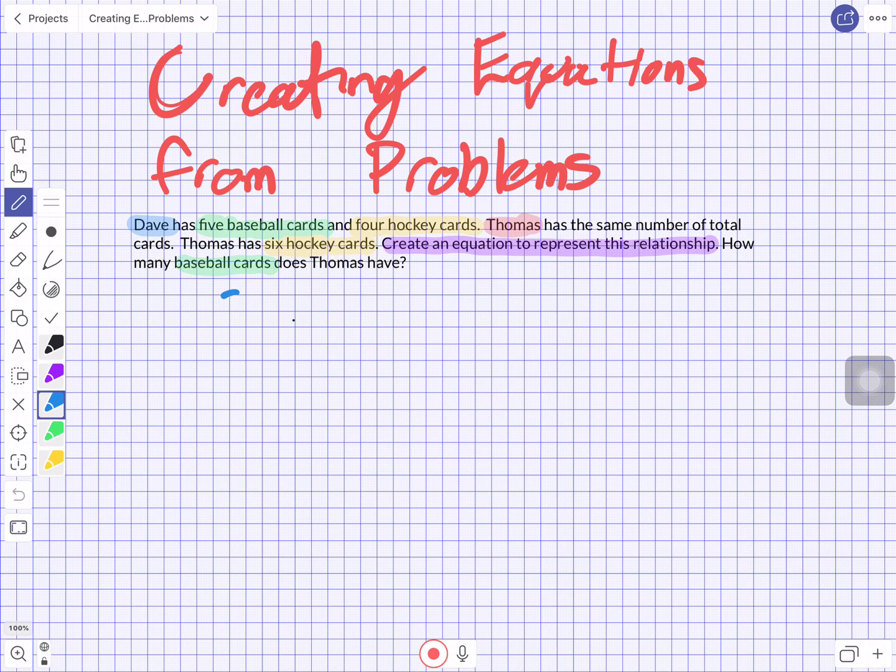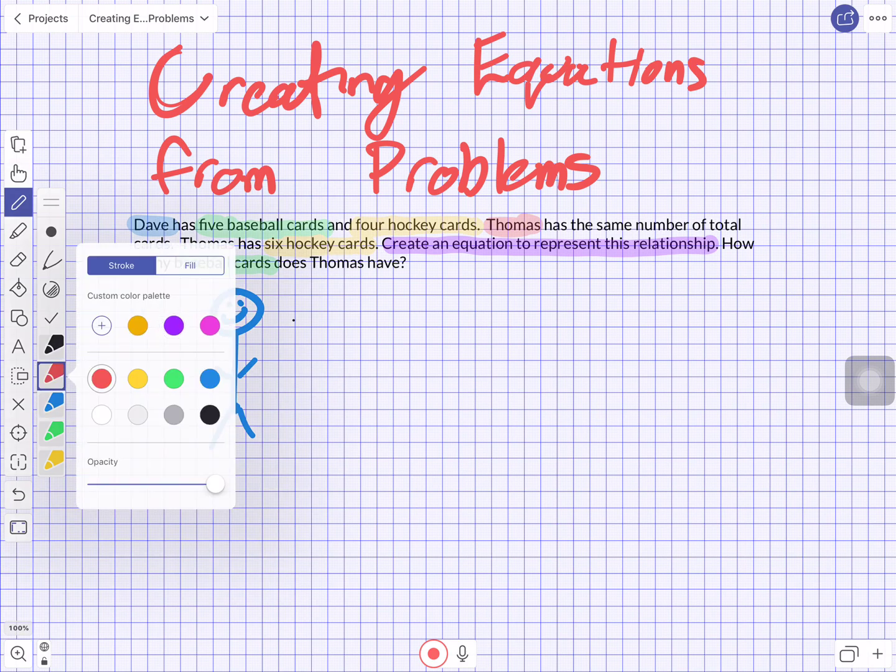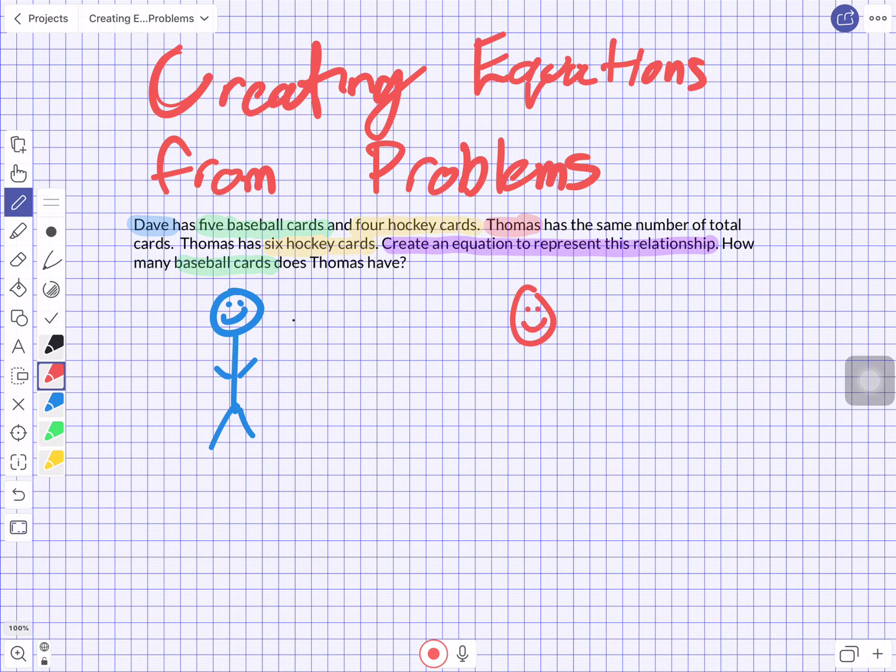We have Dave. Here's good old Dave. Hi, you. You look good. Here's good old Dave, and here is Thomas. Very similar looking people. Thomas is going to have a baseball hat, okay? Just so we can tell the difference, right? So we got Thomas here, and we got Dave here.